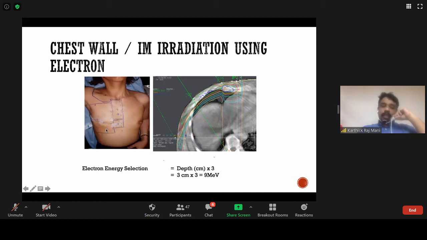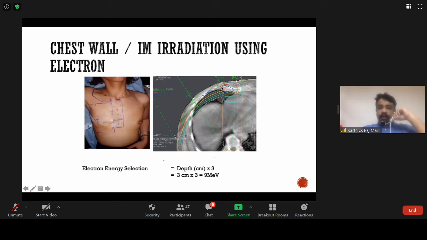Okay, when you choose an electron energy for this, the simple calculation is, if you want to treat a 3 centimeter depth of an internal mammary chain, just multiply by 3. Normally the ideal energy to treat is around 9 MeV. I think the same principle applies for the chest wall. You want to treat a 2 centimeter depth of the entire chest wall, you just multiply by 3. The 6 MeV will be the ideal case for the chest wall, and you can use 9 MeV for your internal mammary chain. And if you have 6 or 10 MeV photons, you prefer a 10 MeV photon in the supraclavicular region.